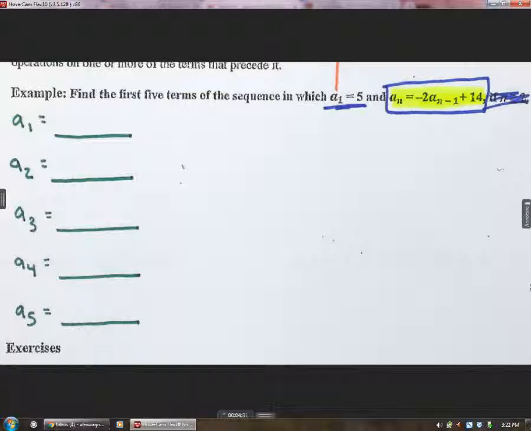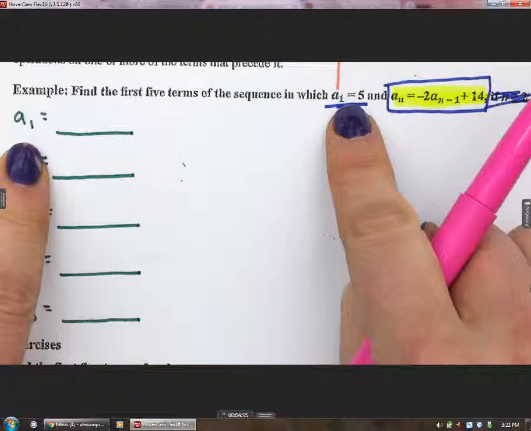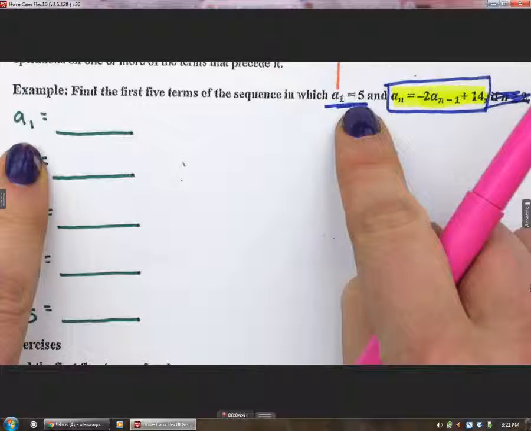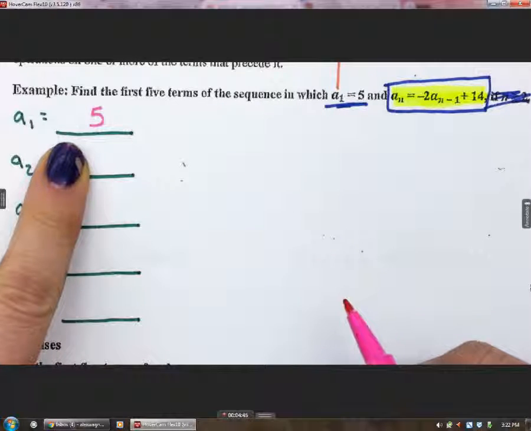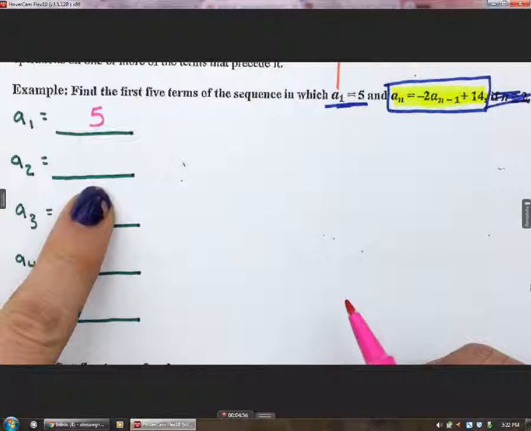The good news is that they already give us A sub 1. I hope you see the connection here. A sub 1 equals 5. Well, that's going to be my starting number. I'm just going to put a 5 right here. And I said that these formulas are like step formulas. So this is like step 1. We're on step 1. We want to get to step 2.